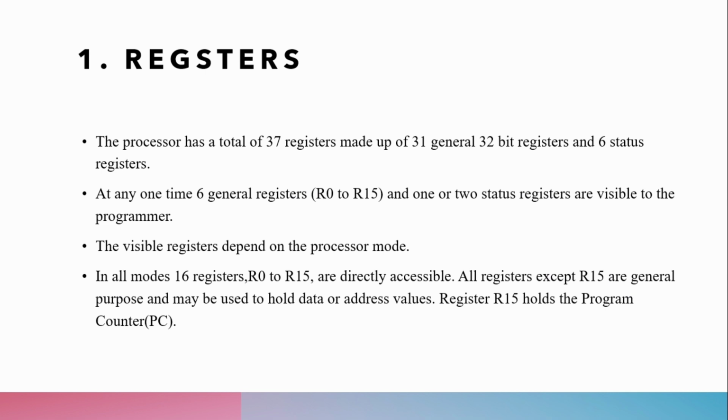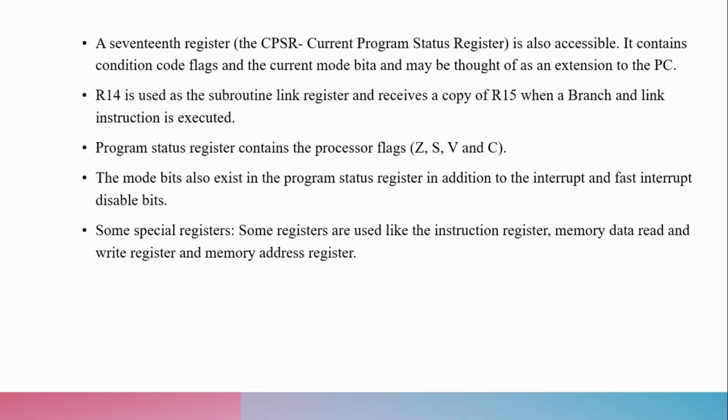In all modes, 16 registers R0 to R15 are directly accessible. All registers except R15 are general purpose and may be used to hold data or address values. Register R15 holds the program counter. A 17th register, the CPSR, which means current program status register, is also accessible. It contains condition code flags and the current mode bits and may be thought of as an extension to PC.